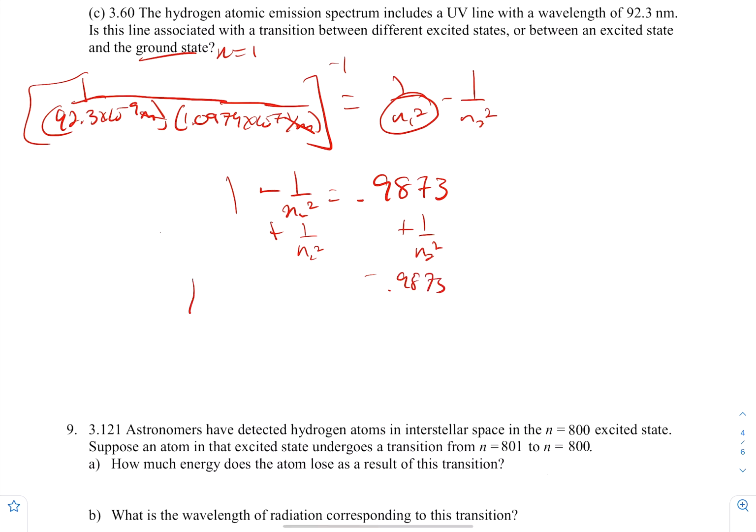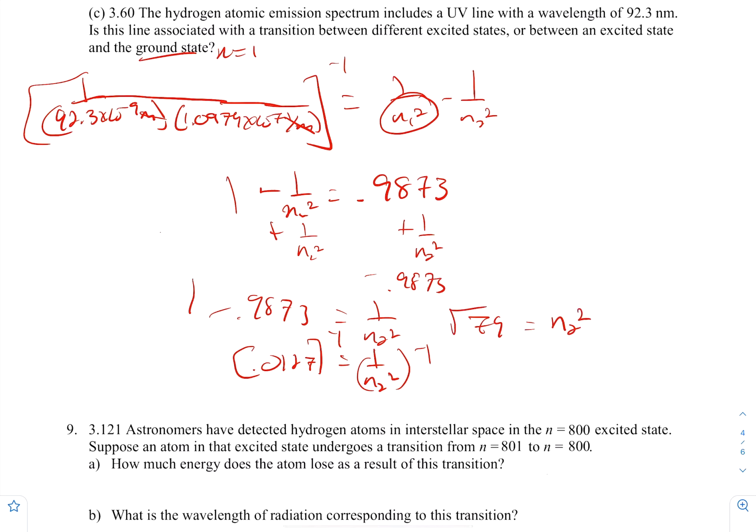So it becomes 1 minus 0.9873 is equal to 1 over n2 squared. Now if you subtract 1 minus 0.9873, you get about 0.0127 is equal to 1 over n2 squared. Invert it, and then I get about 79 is equal to n2 squared, and then square root both sides. And this comes out to about 9. It's about 8.87, but you'll find that if you just round it up, we can plug it back in and see if that's exactly what it is.